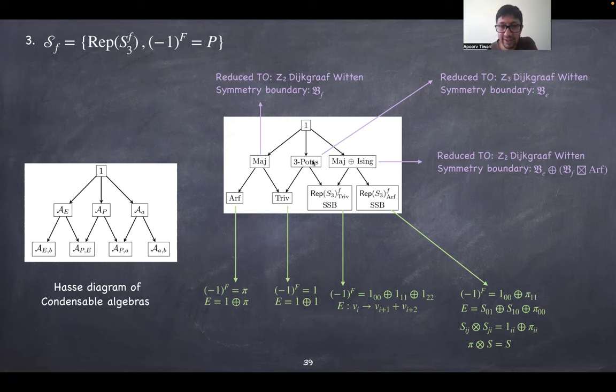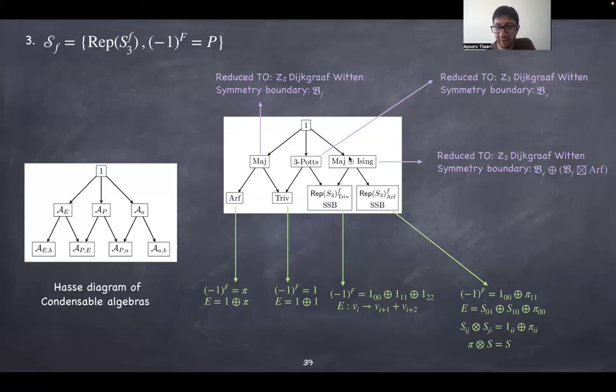I should say that this part of the Hasse diagram is also bosonic, because this boundary condition is actually a bosonic boundary condition. So these 3 phases here should be thought of as bosonic phases with fermionic phases, which actually have an underlying bosonic phase where fermion parity acts trivially.